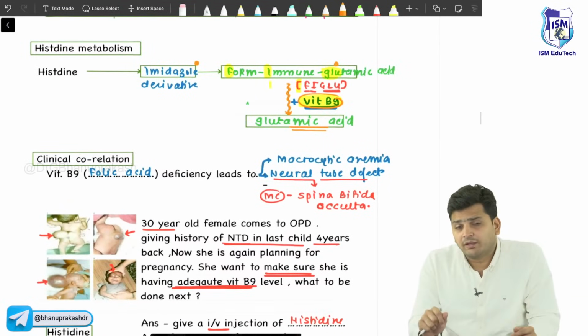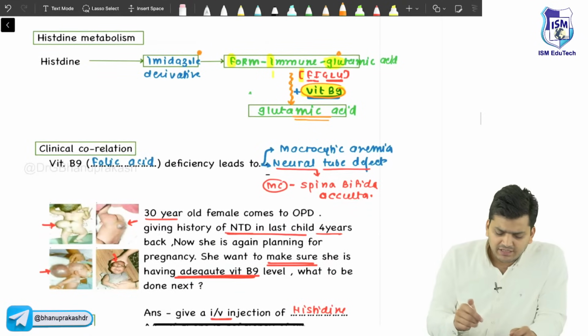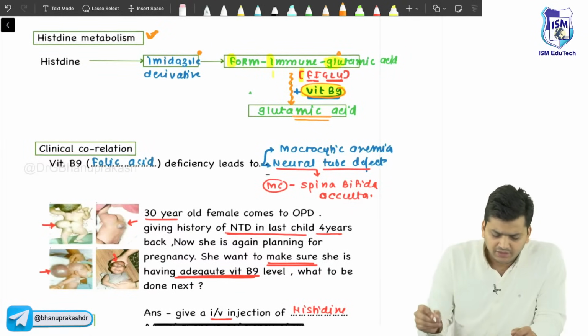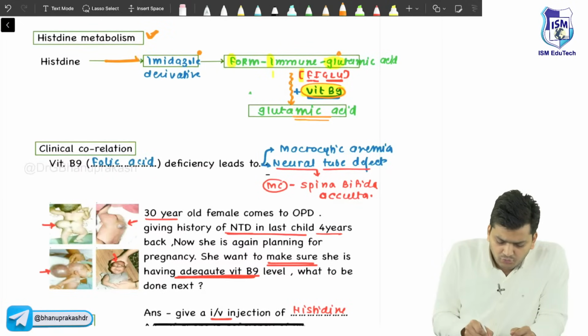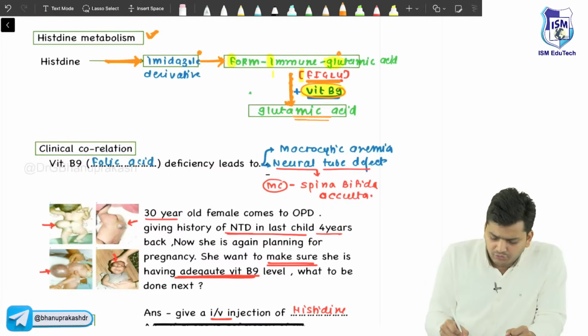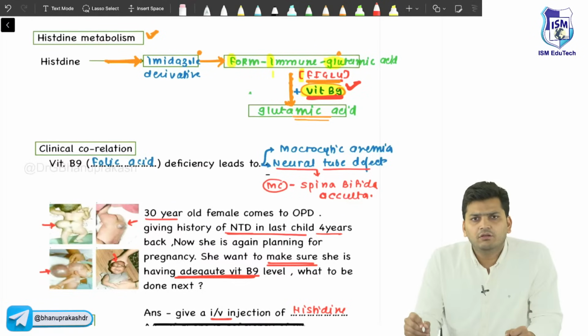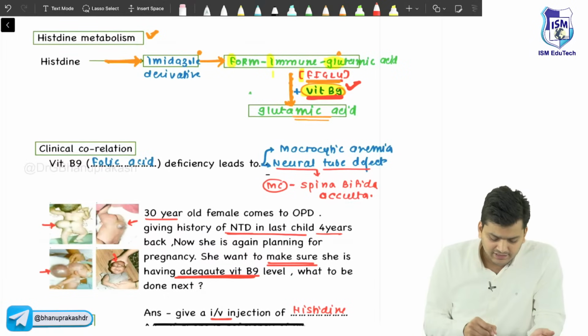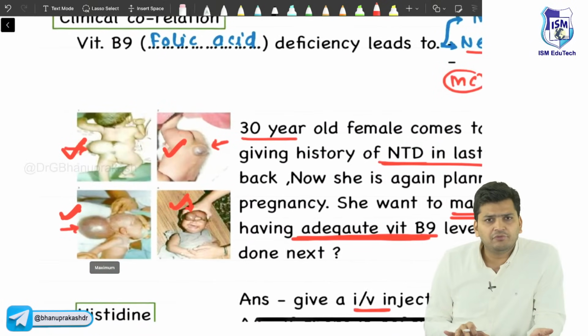Let's understand one more thing. There is a histidine metabolism pathway in which histidine can convert into imidazole, and that imidazole can convert into a molecule called FIGLU, formiminoglutamic acid. This FIGLU can convert into glutamic acid, and for that we require vitamin B9, folic acid. Do you know that folic acid deficiency in pregnancy leads to neural tube defect, right? These are the images of the neural tube defect.